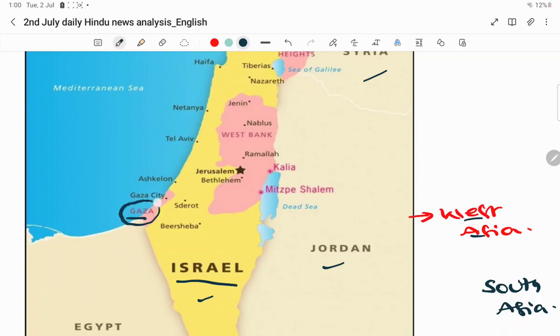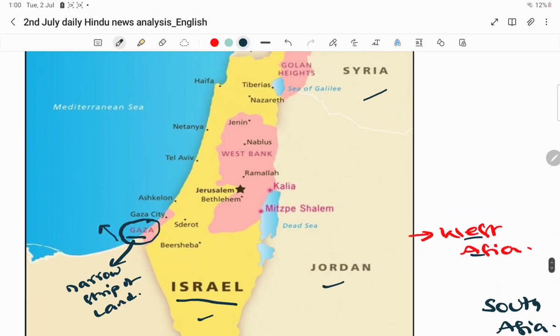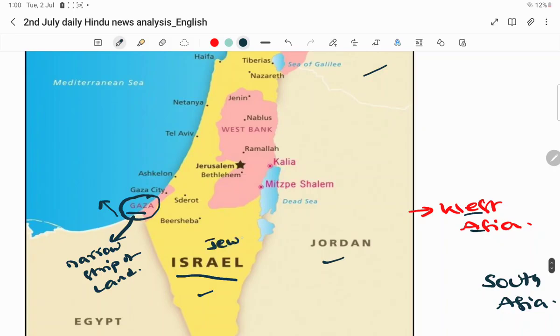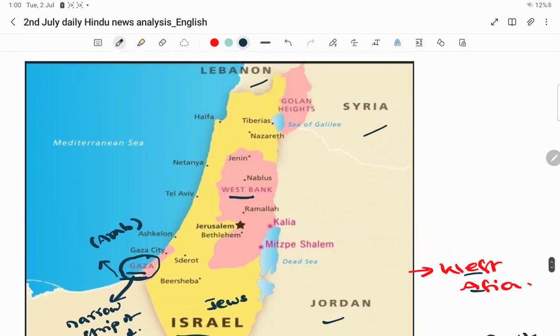Here this is what is Gaza, friends. Gaza is a narrow strip of land, which is open to the Mediterranean Sea. Okay, and in Israel we have the Jews, in Gaza we have the Arab population, Muslims. This Gaza as well as this West Bank, these two territories are generally considered disputed territories, and they are claiming that they are part of Palestine.